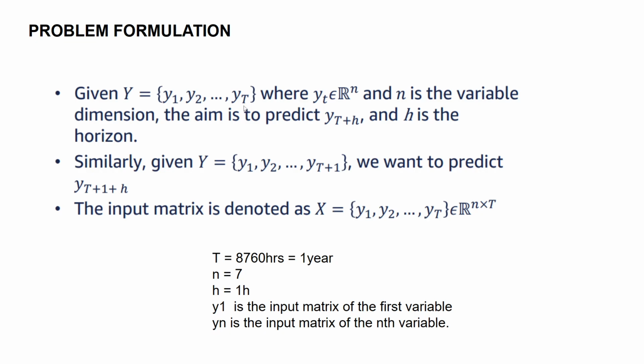So we can compute our input matrix to our deep learning model as x equals y1, y2 up to yn, where t is the number of time steps. In this case, we have 8,760, and n is the number of variables, which is equal to 7, and h is our horizon of interest, which is 1 hour ahead.